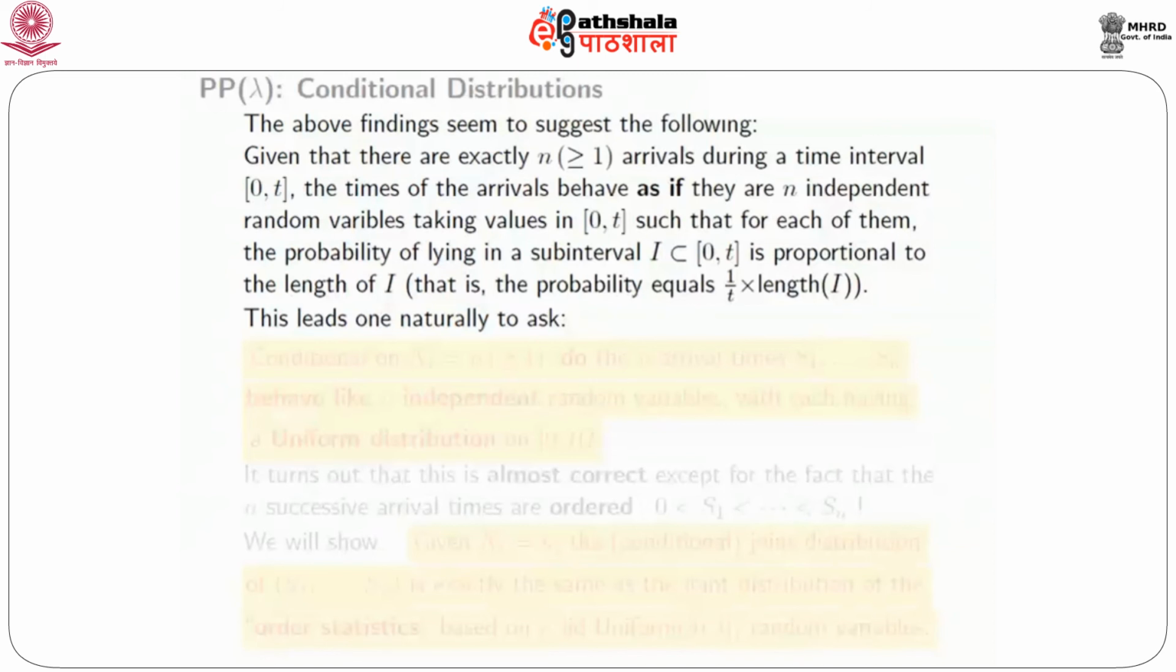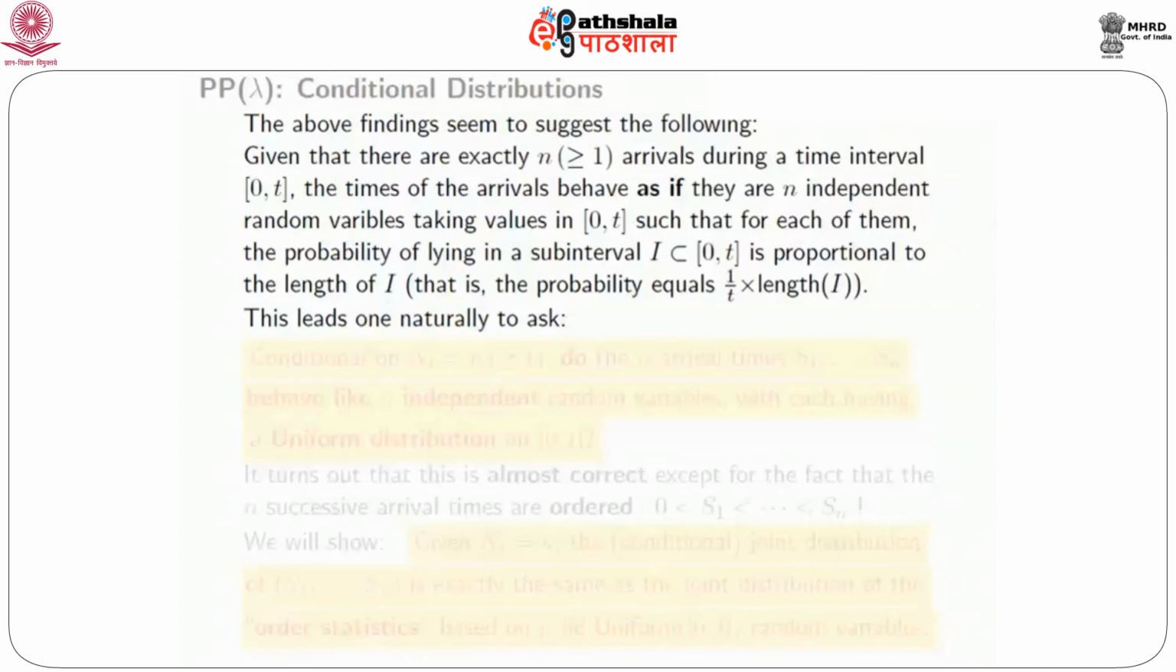So given that there are exactly n, let's say greater than or equal to 1, arrivals during a time interval 0 to t, the times of arrivals behave as if they are n independent random variables taking values in 0 to t, such that for each of them the probability of lying in a subinterval I within 0 to t is proportional to the length of I, that is, the probability equals 1 over t times the length of I.